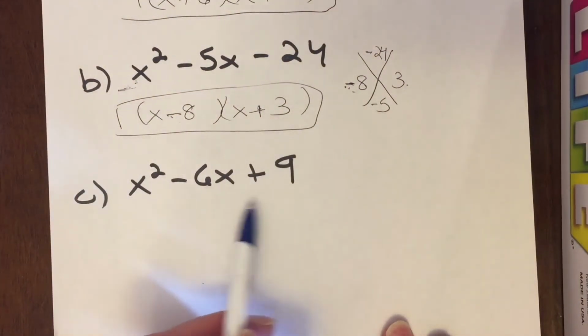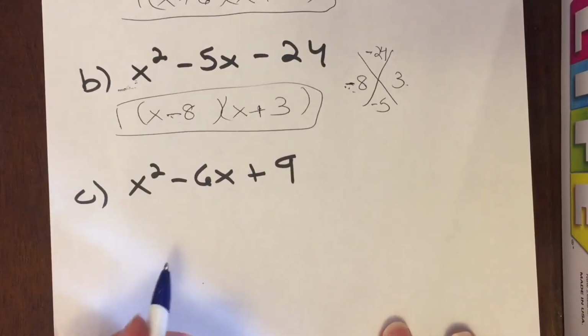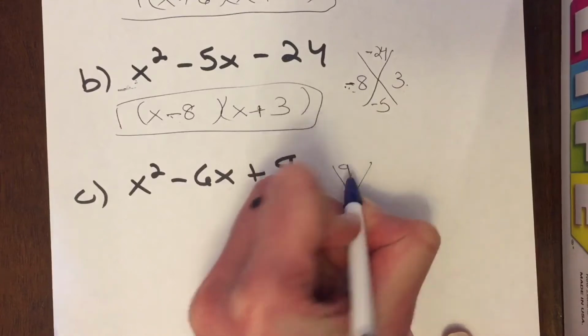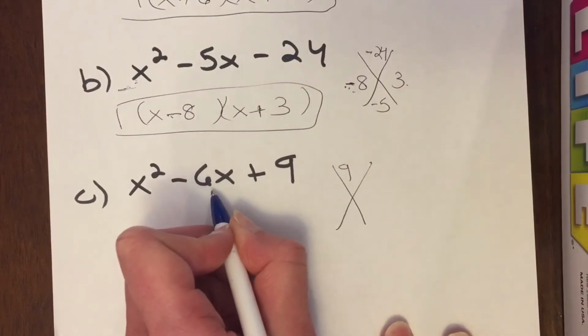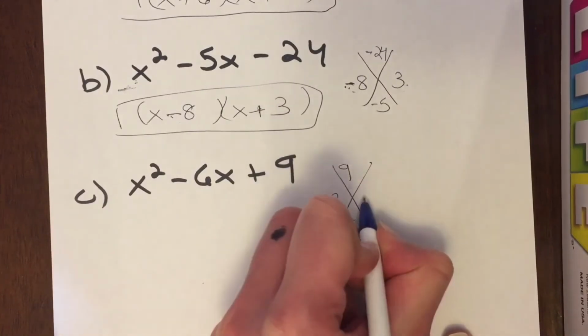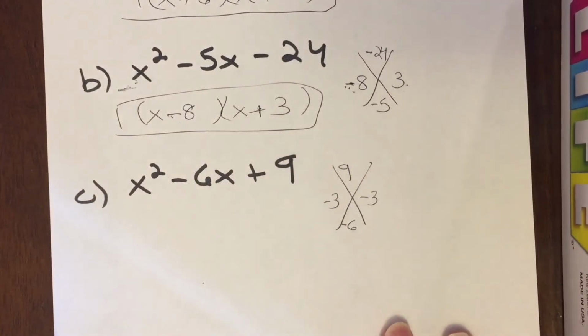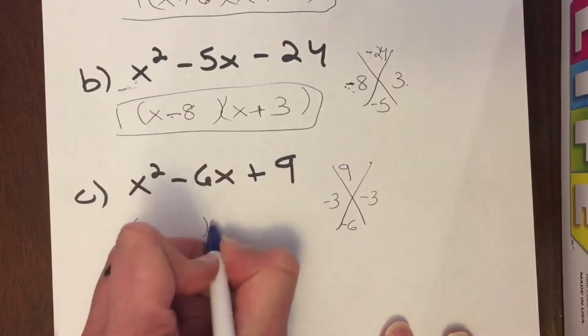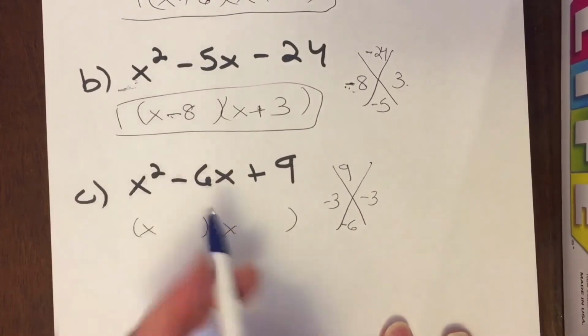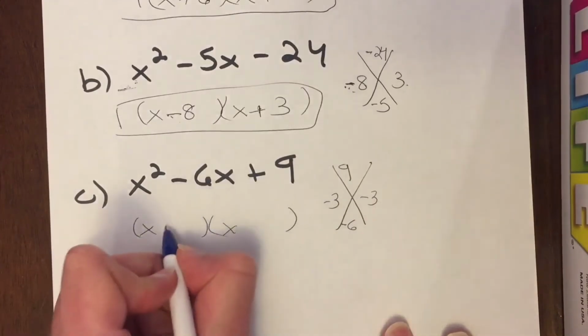And we're going to do one more like that, x squared minus 6x plus 9. Again, look for a GCF. Don't see any GCF. So I'm just going to look for numbers that multiply to be 9, which is my C, and add to be my B, which is negative 6. So the numbers that work are negative 3 and negative 3. So again, I'm going to write my two parentheses. I have x squared, so I know I have x, and then negative 3 and negative 3.